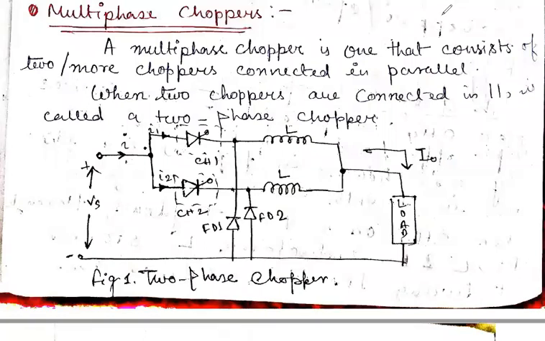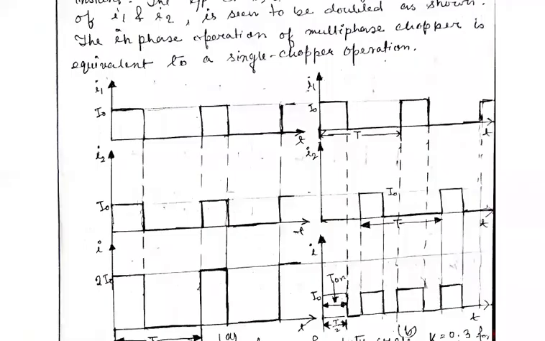What do we mean by in-phase operation mode and phase shifted operation mode? In the in-phase operation mode, all the parallel connected choppers are turned on and off at the same instant. In this figure there are two choppers connected in parallel. In the in-phase operation mode, both choppers CH1 and CH2 are turned on and off at the same instant. If we go through the graph, it becomes very clear.